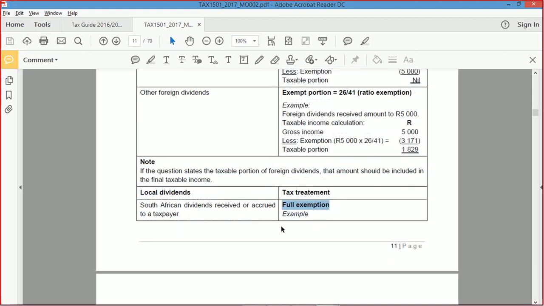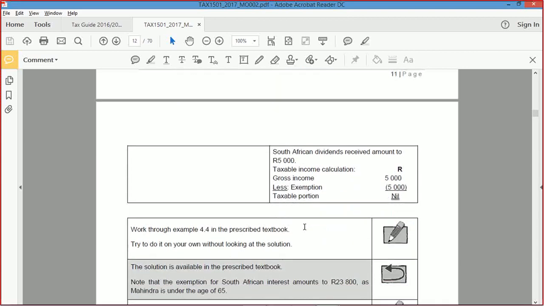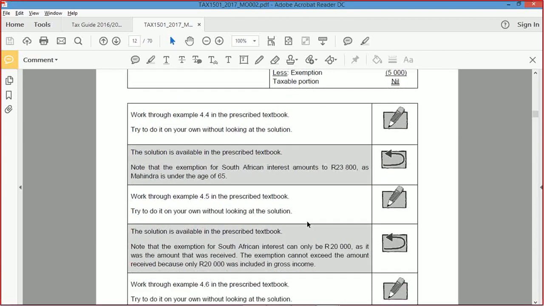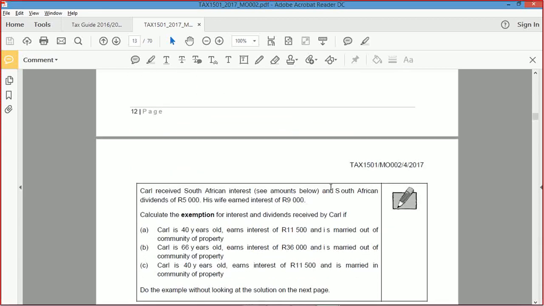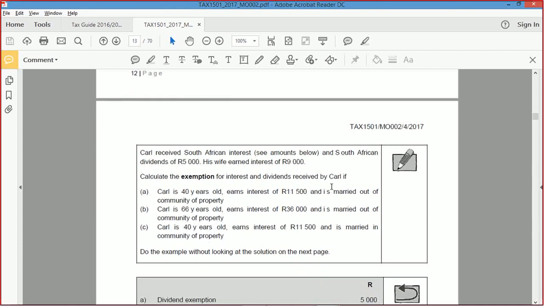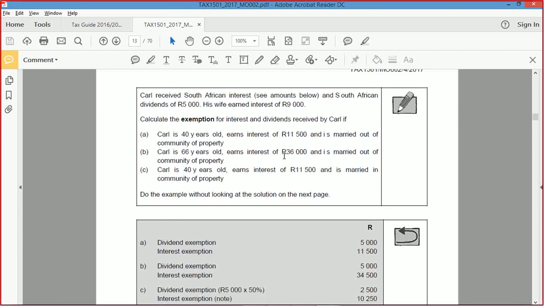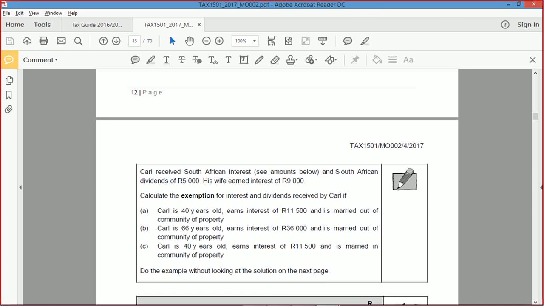Right, they did have a note here. If the question states the taxable portion of foreign dividends, that amount should be included in the final taxable income. That's obviously something to consider. We know local dividends are fully exempt. That's easy, that hasn't changed. That has always been the case. And then they've just asked you to refer to some of the textbook examples, and what else is given here.